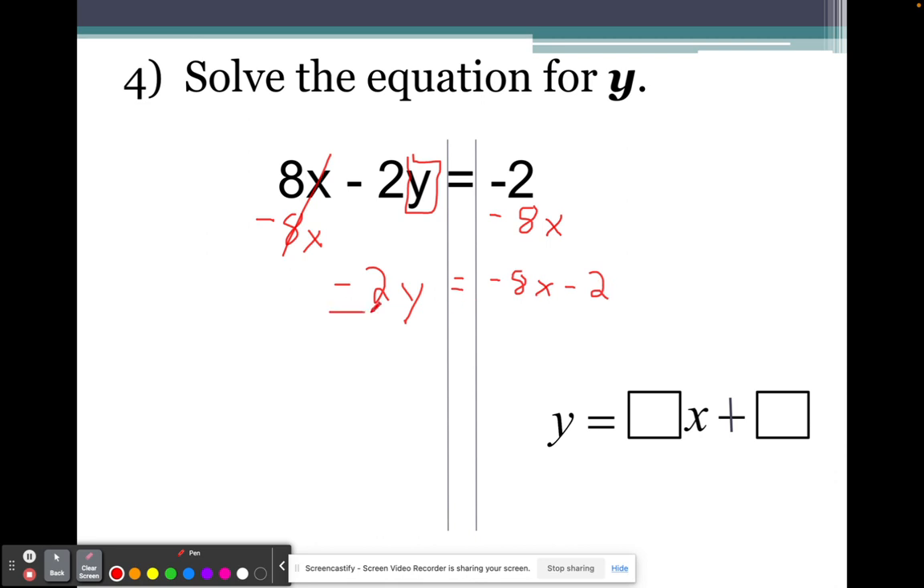Now I'm going to divide everything by negative 2. Everything has to be divided by negative 2. This cancels out. I'm left with y equals negative 8x divided by negative 2 is a positive 4x, and negative 2 divided by negative 2 is a positive 1. So my answer is y equals 4x plus 1.